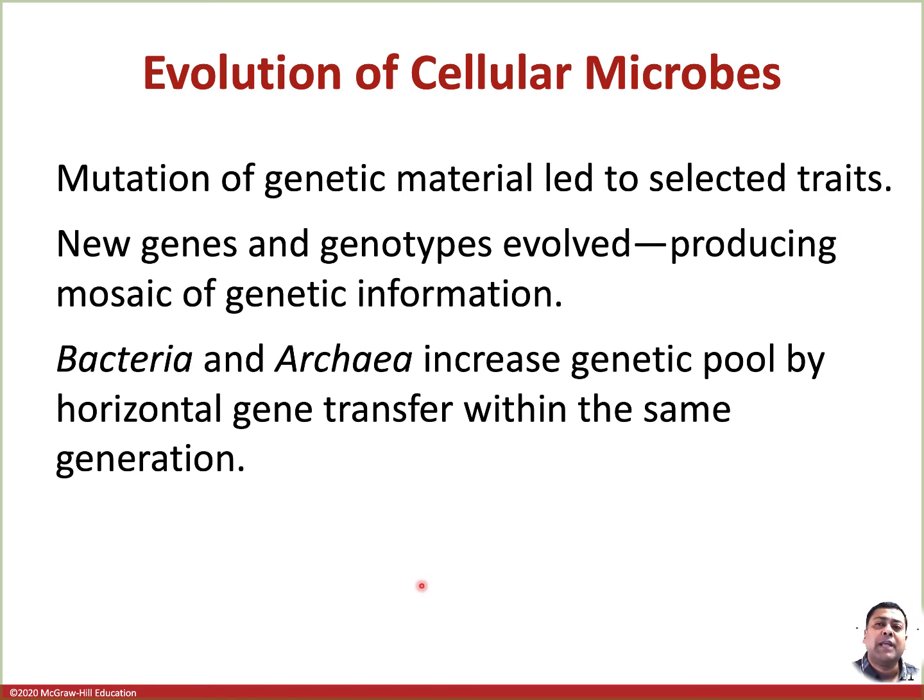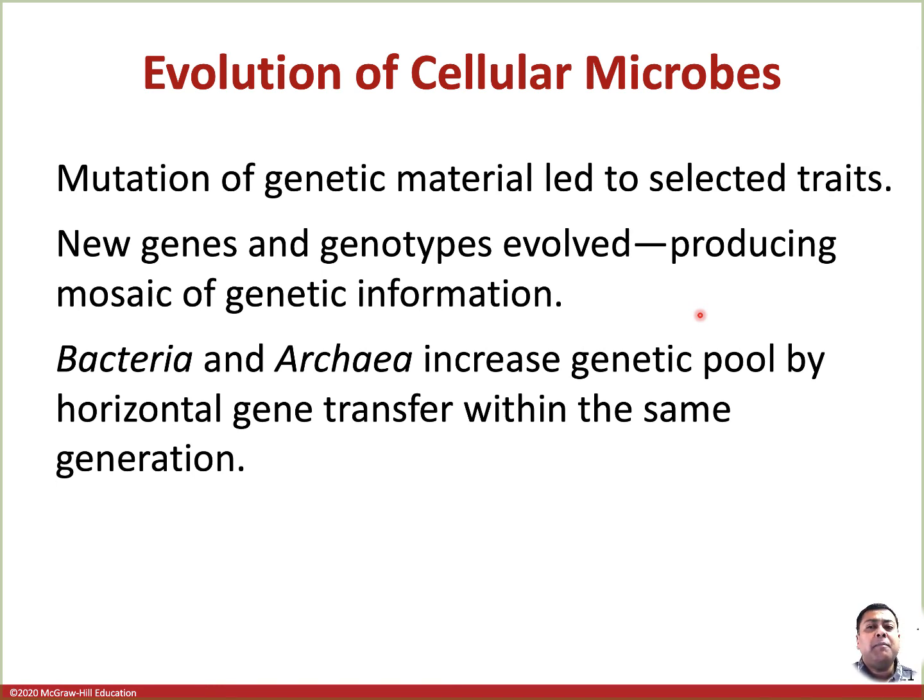So the next part that we are going to talk about is how the evolution of cellular microbes happened over time. The mutation of the genetic material led to selected traits, and new genes and genotypes evolved, producing a mosaic of genetic information. The reason this happened is that as the cell environment and the atmosphere changed over time, many of these bacteria evolved due to that.